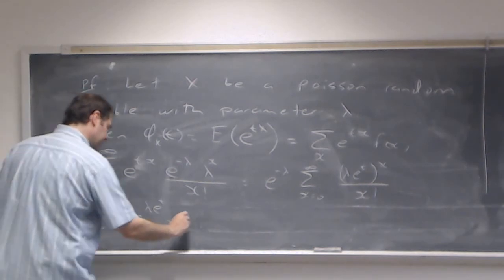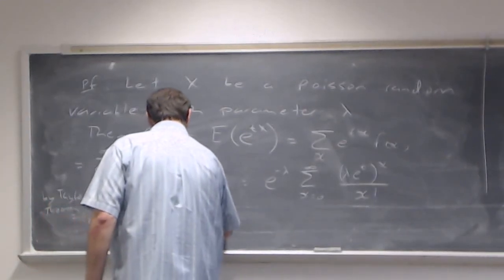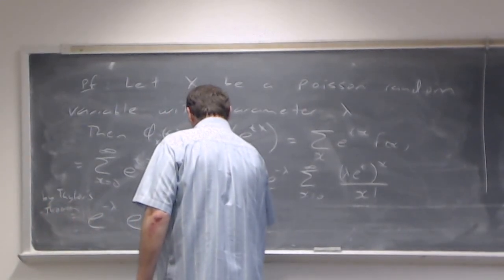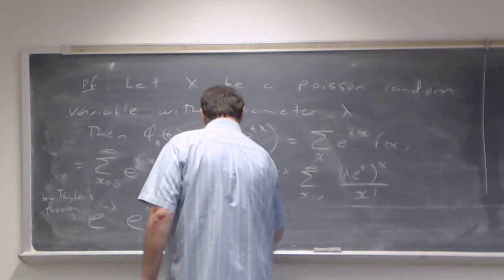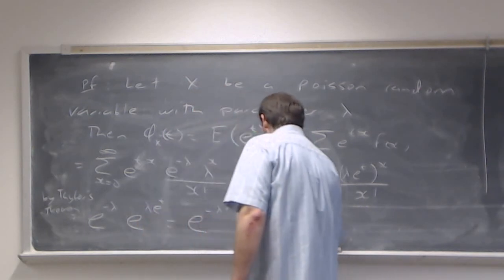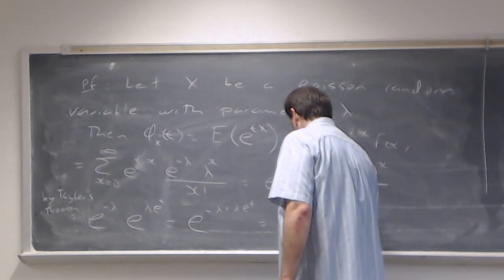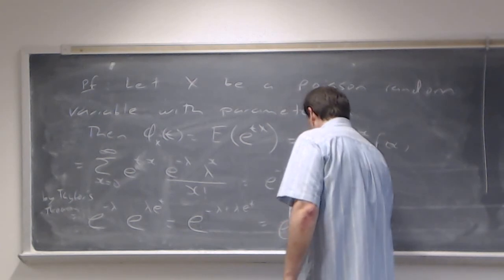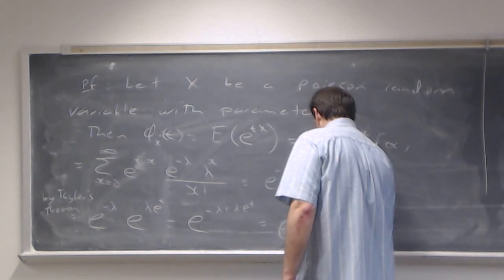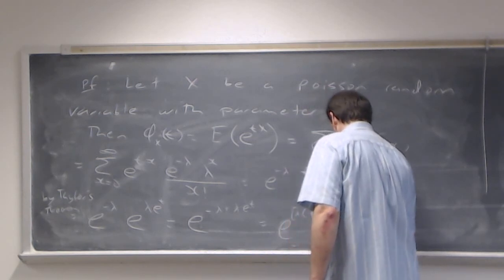And now I can add these, so it's in terms of power. So it's e to the minus lambda plus lambda times e to the t. I can take out a lambda as a factor in the exponent, so it's lambda times, and I'll write this first, e to the t and then minus 1. And that's what we were trying to prove.